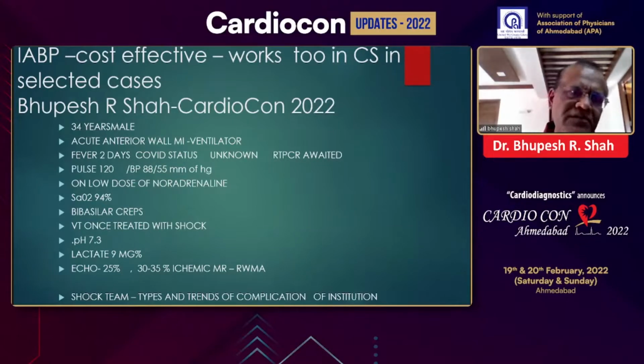So the most important thing, when a patient presents with cardiogenic shock, ideally we should have the shock team. And the most important thing is we need to know the types and trends of complications of the institution, because that is very, very important.